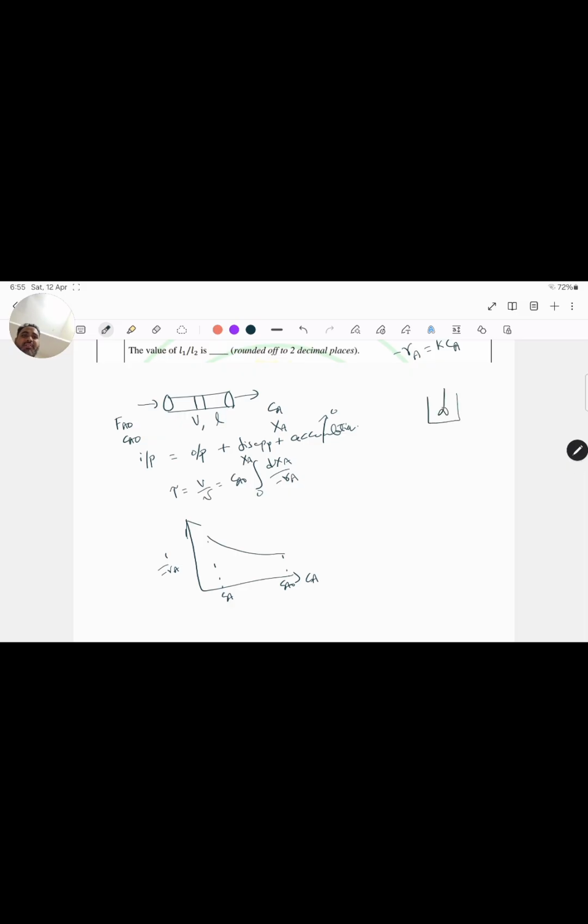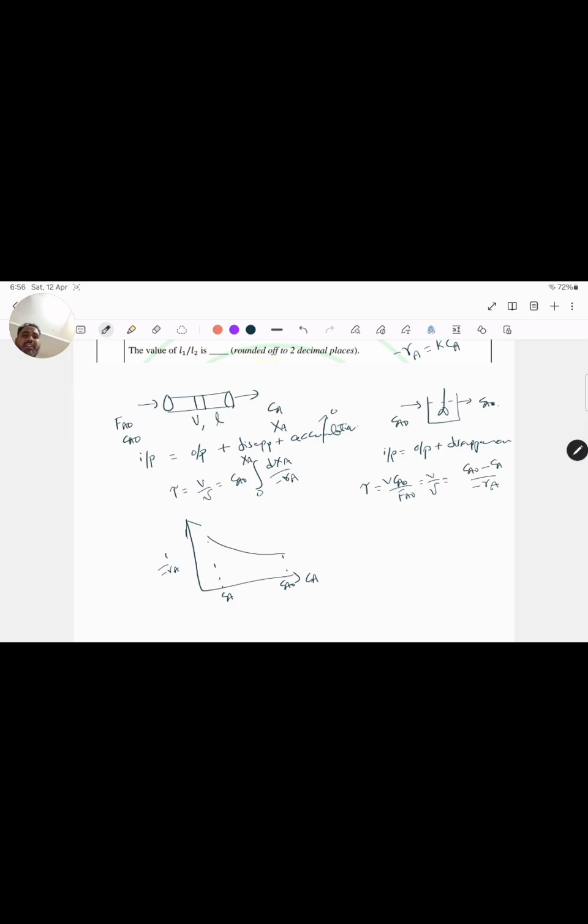Similarly, in CSTR there is an inflow of the reactants with Ca0, and the final outflow of the reactants is Ca. You will write the material balance around this CSTR, that is input is equal to output plus disappearance. Here also in CSTR, since it is a continuous flow, there won't be any accumulation of the reactants. So if you write the material balance, you will get the performance equation for the CSTR as tau is equal to Ca0 V by Fa0, is equal to volume by volumetric flow rate, is equal to Ca0 minus Ca by minus Ra.